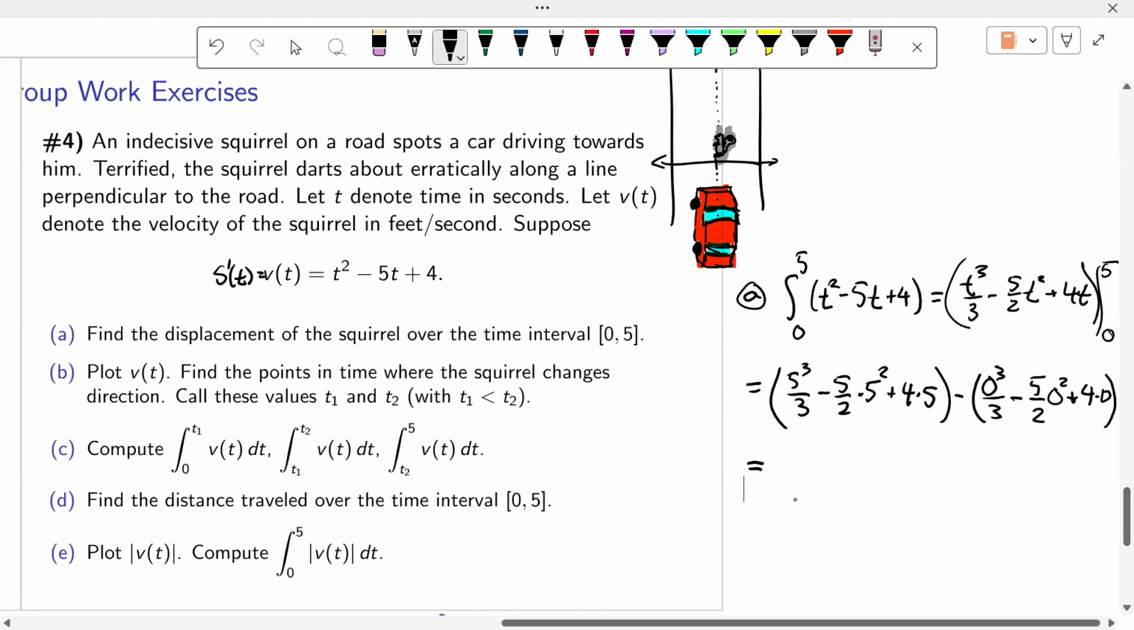So when I compute 5 cubed over 3, minus 5 halves times 5 squared, plus 4 times 5. Well, did anyone get an answer? What does all that equal? I know Keaton has it. 0.84. Thanks, I stole your work. Yeah, I guess we should have a unit here.